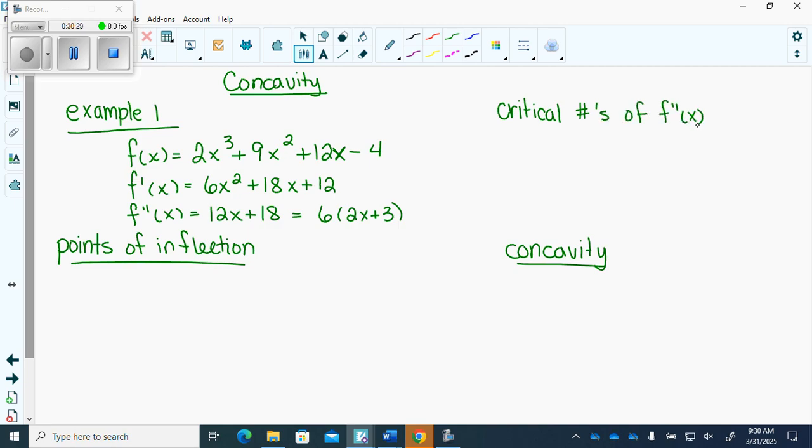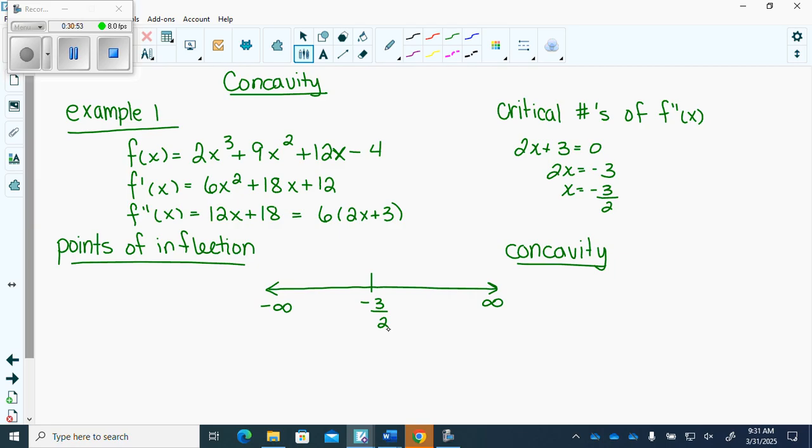So we have 2x plus 3 equals 0. The 6 doesn't do anything. 2x equals negative 3. X equals negative 3 over 2. So I go and do my number line. I'll do it in the middle here. I'm from negative infinity to positive infinity because it's the cubic function and that's what they do. And then I have negative 3 halves here as my point of inflection.